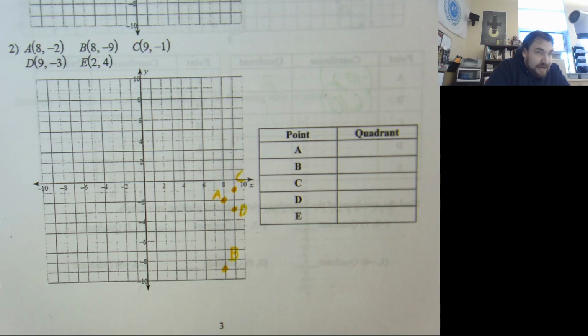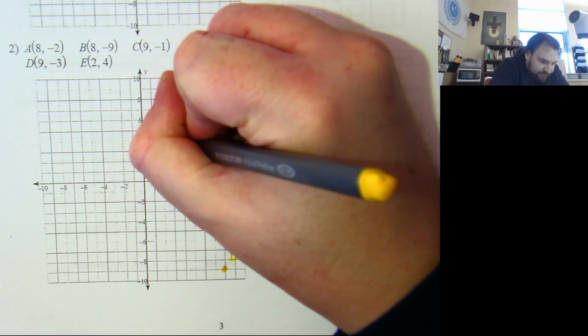Harsh, you may go to the washroom. E, yeah, go ahead. E is going to be at (2, 4), which is right there.